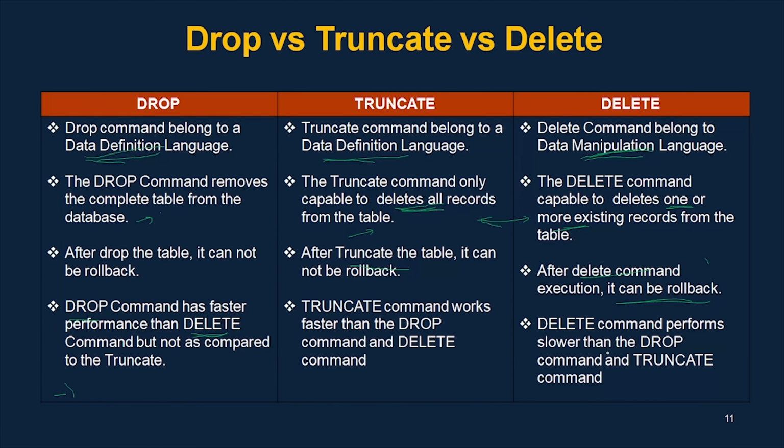The delete command performs slower than the drop command and the truncate command, because when we delete one or more existing records, we impose the where condition. The where condition checks the condition on each record, and only then deletes the records from the table. So due to that, it takes more time. And this is a DML operation. When you do a DML operation, it checks that all constraints are satisfied, and it also checks indexes and triggers. So due to these reasons, it is very slow as compared to the others.